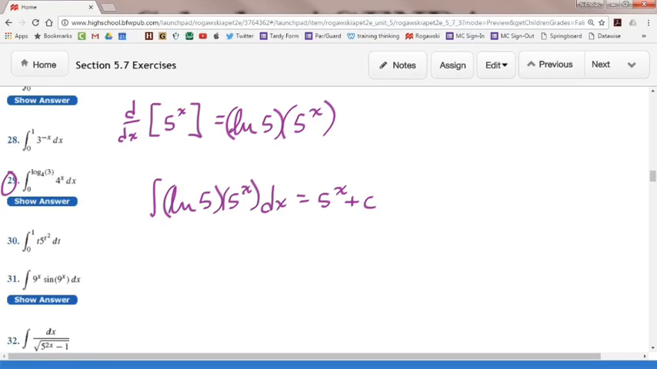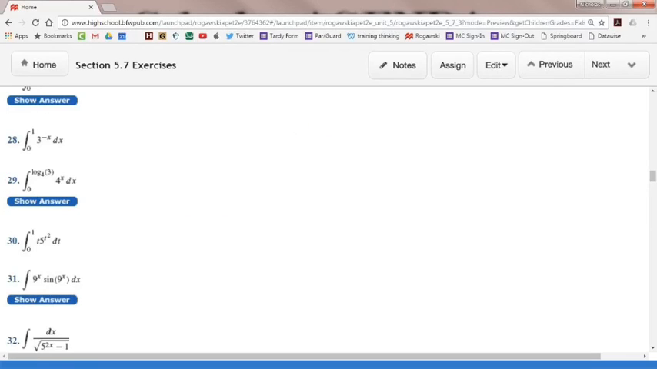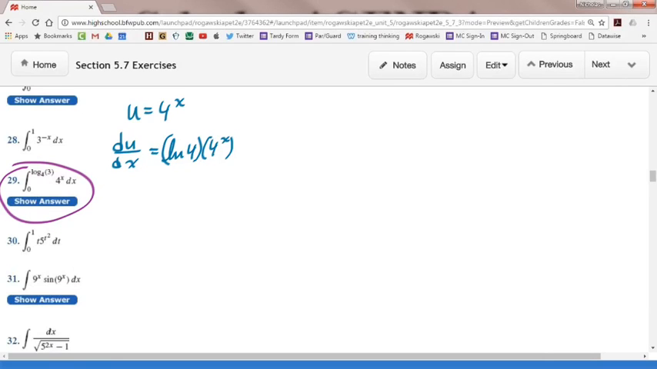Then let me show you this with u-sub. We're going to do number 29. Now this is a weird u-sub because we're not actually going to use the u. Watch what happens. We're going to say u equals 4 to the x power. And what is the derivative of 4 to the x power? It's du over dx, and this side would be natural log of 4 times 4 to the x power, and then dx. We'll put the dx over there.